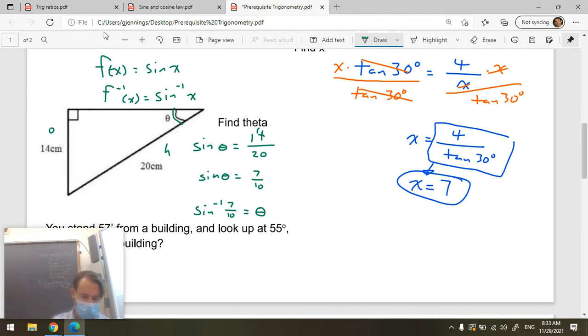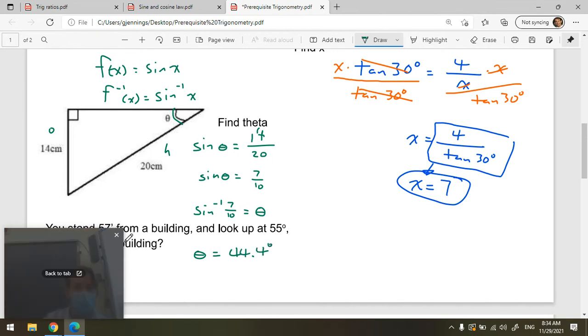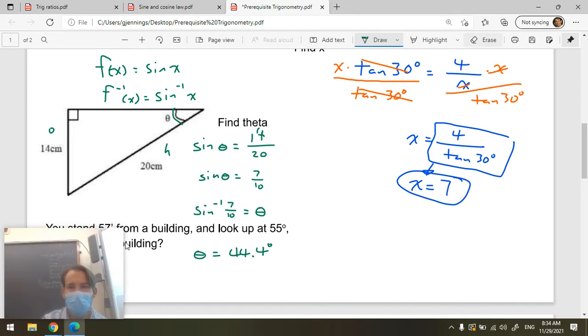So I'm going to push second function, sine inverse of 7 over 10. Follow along on your calculator because you want to be able to solve these yourself. Sine inverse of 7 divided by 10 in brackets equals, and then I get 44.4 degrees. So here we go. Theta is equal to 44.4 degrees. And here I am writing over our last question. Oh dear. I'll erase that, put it up here.